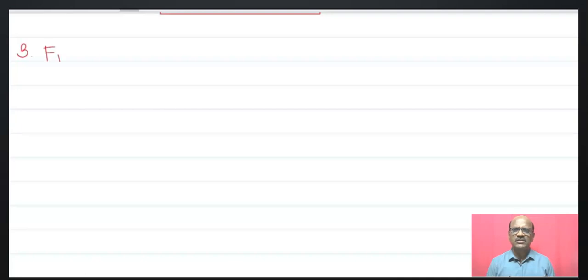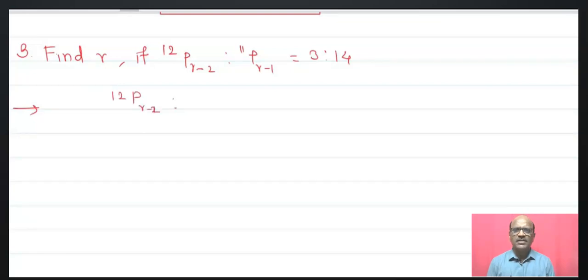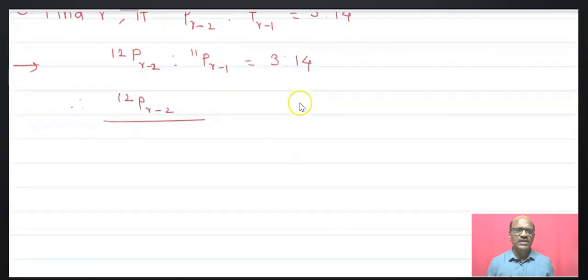Now, next question. Question number 3. Find r if 12P(r minus 2) is to 11P(r minus 1) is equal to 3 is to 40. Now 12P(r minus 2) is to 11P(r minus 2) is equal to 3 is to 40. Therefore, it is written as like this.